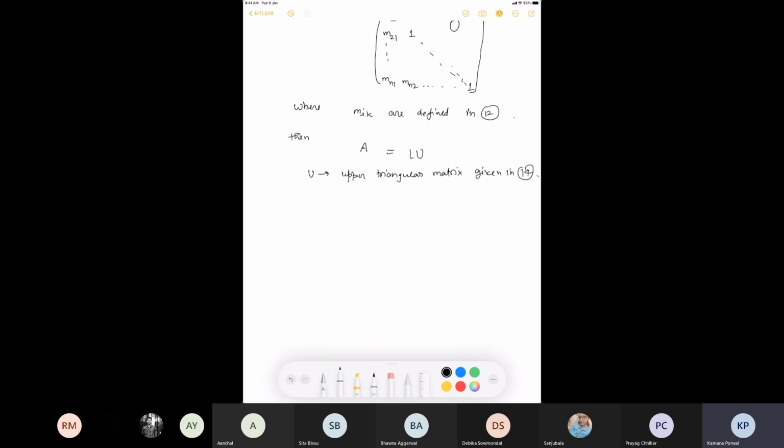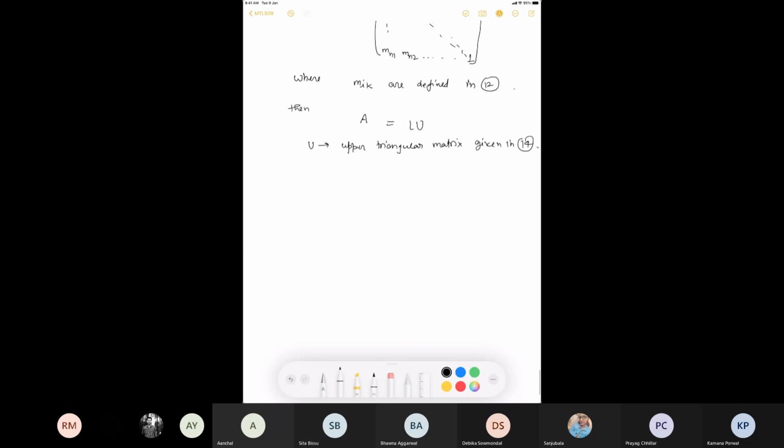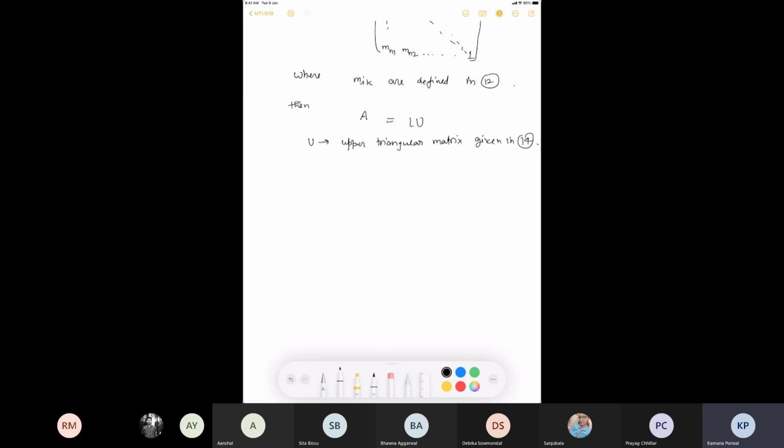All right, so I think you might already be familiar with this algorithm. So is it clear? Any doubts so far? No? Okay, let's quickly take one example and try to work it out.